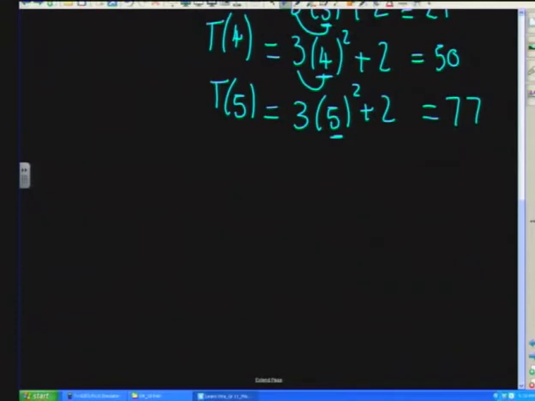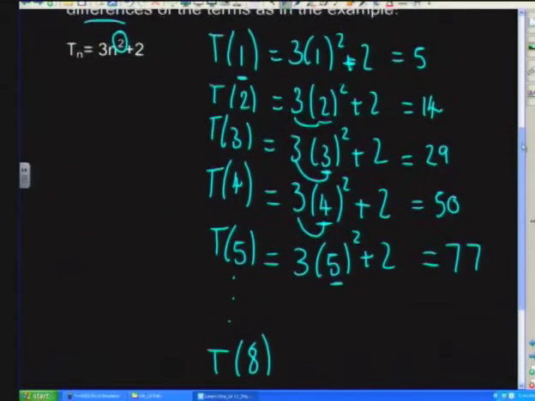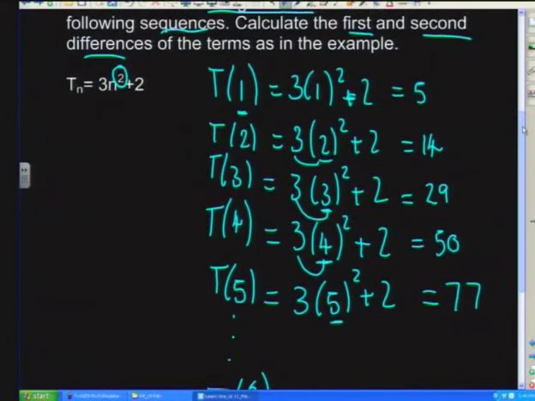Okay, guys, you will continue in this way all the way to the 8th term. I'm not going to do all of them because I think you sort of get the idea so far. So our first 5 terms, we've got 5, 14, 29, 50, and 77. Obviously, the question asked you to go on for 8 terms, so you would continue substituting values for n all the way to 8.